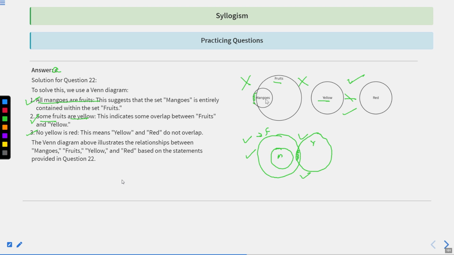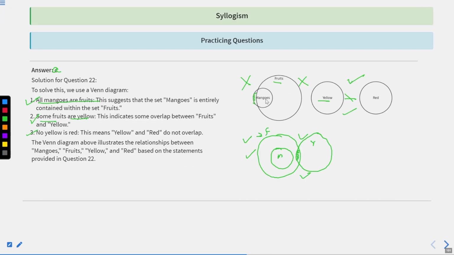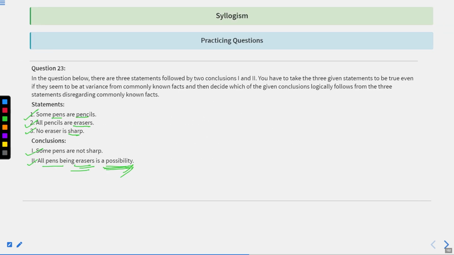But what we cannot take into consideration is that the mangoes and yellow have any sort of relation between them. So I suppose you have understood the scenario here, my dear students. The difference between question number 22 and question number 23 is that in the first question, there was a direct relation between the fruits and the yellow. But here, there is no direct relation between the pens and the eraser. So therefore, we have to infer.